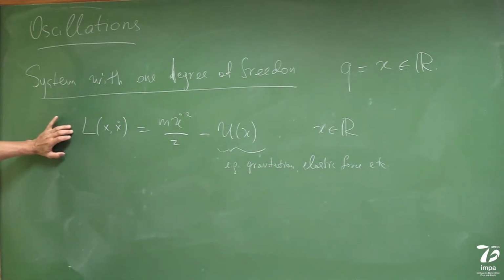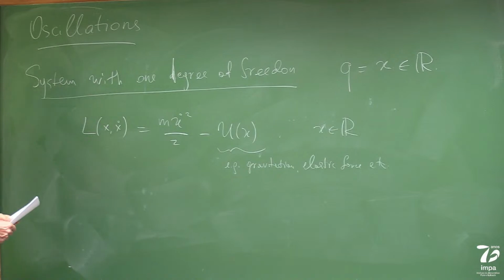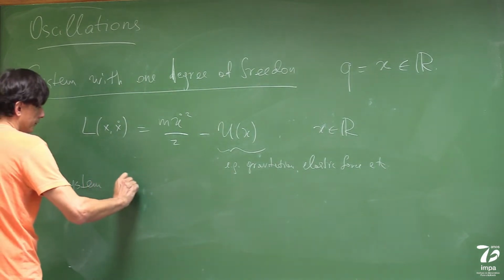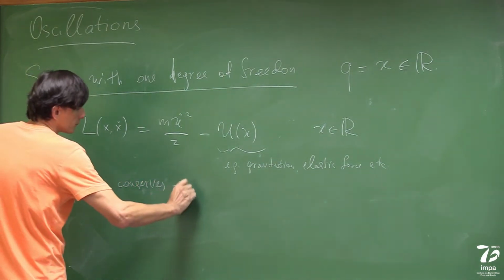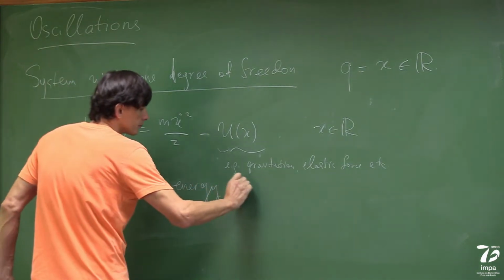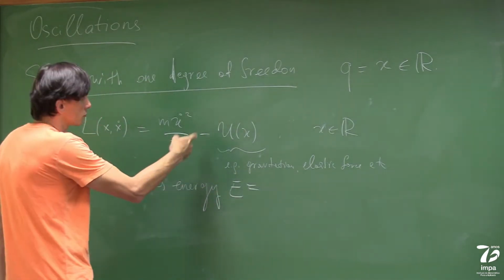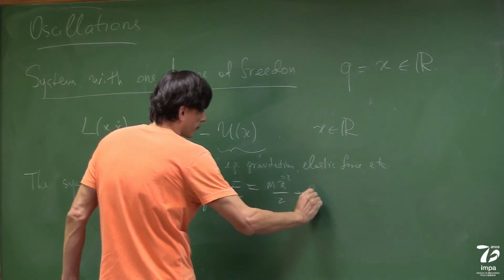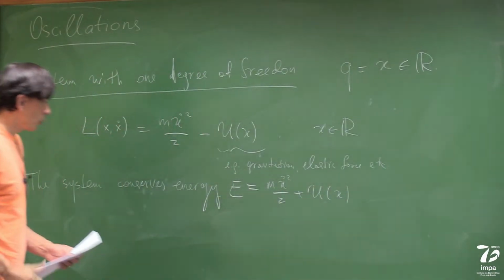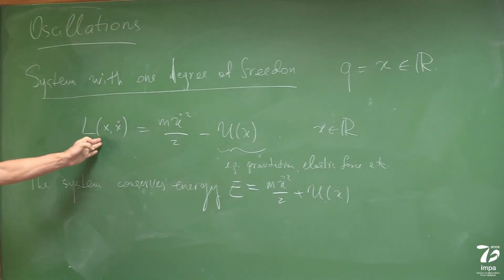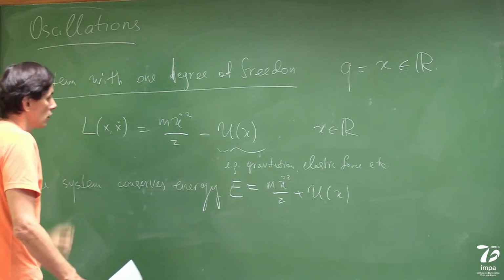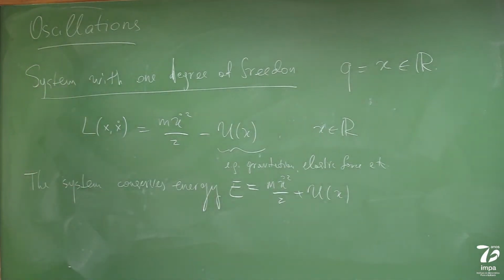So in this case, there is no explicit time, which means that the system conserves energy, right? And energy is, you have to replace minus by plus. So why does it conserve energy? Because the Lagrangian does not depend on time. So we have a symmetry. We have a continuous symmetry, which is homogeneity of time, so time translations. And automatically we have a conservation of energy.